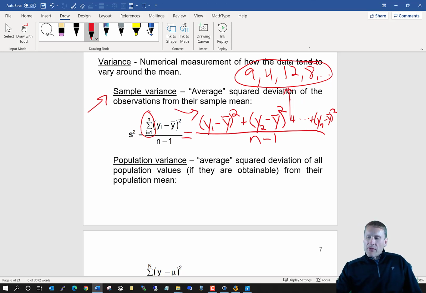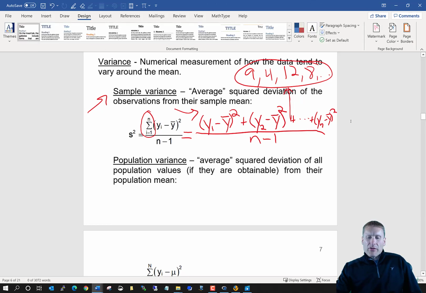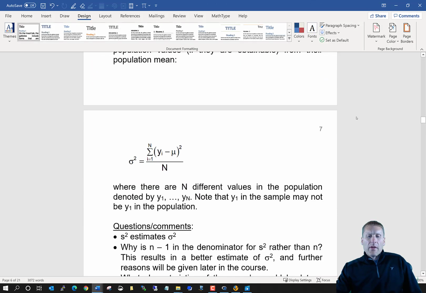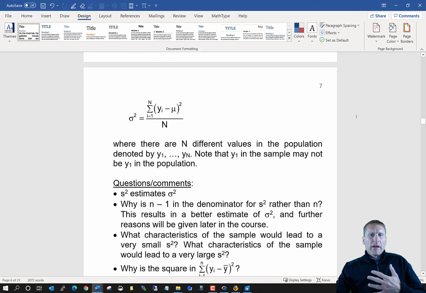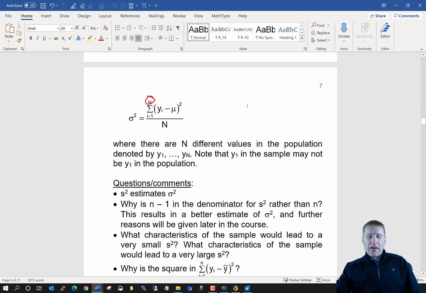Then the population variance is essentially the same measure, but now we look at all the values in the population. Suppose there are capital N different values in the population. And since we're dealing with the population, let's subtract off mu from the y's this time. And again, as a measure of the overall average variation, we now divide by just capital N. Okay?